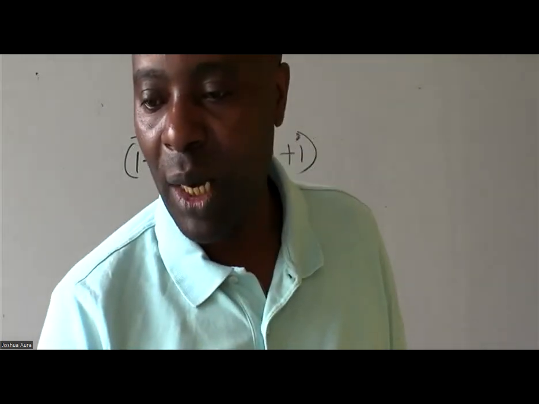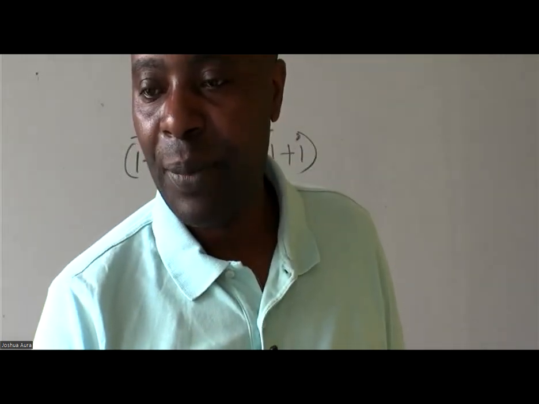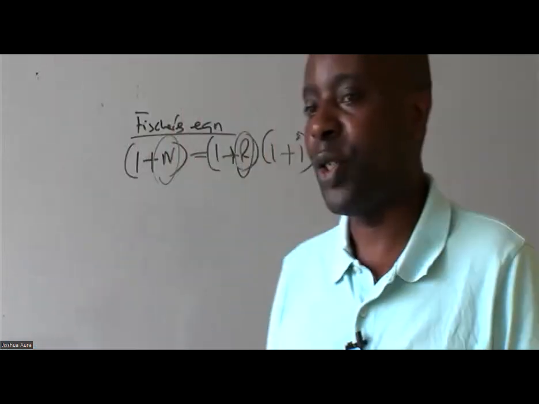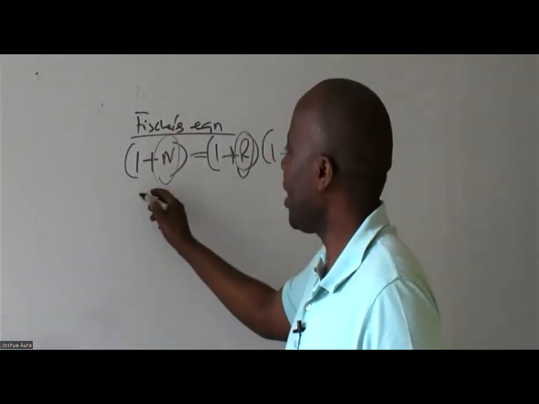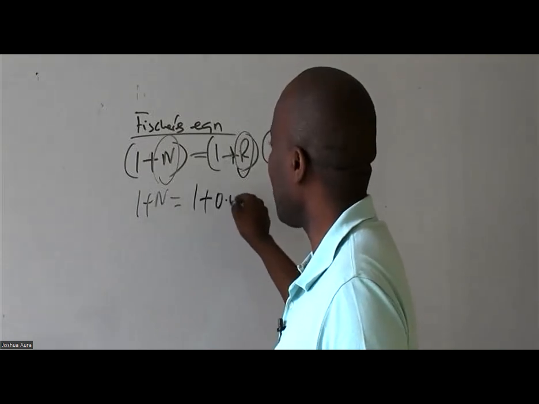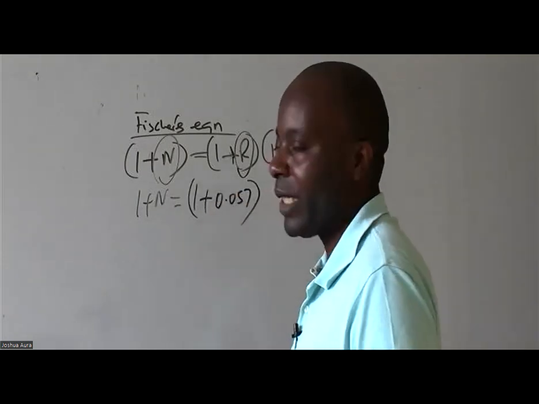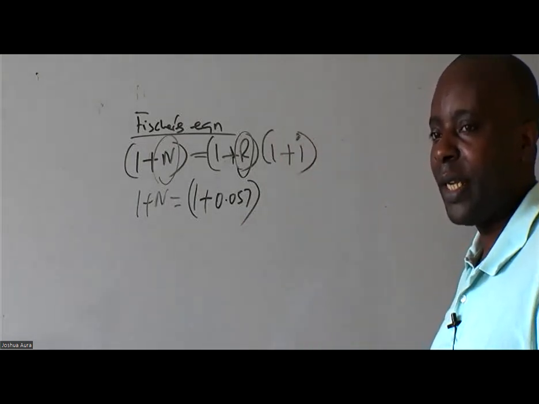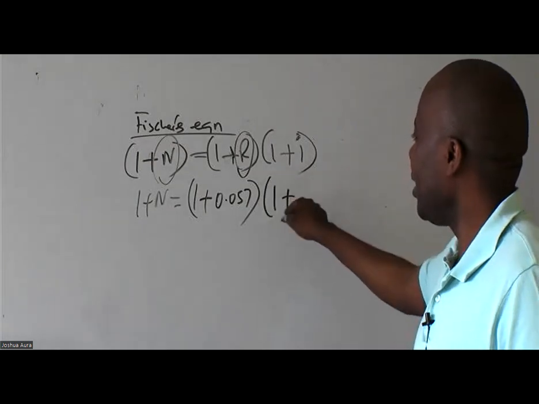Because I've always seen students who will come and tell you that, Mwalimu, we have got 3 I's here, like we have this inflation here, price inflation. No. We have our general inflation expected to be 5%. General has to be given always. For Fishers, you must be given general inflation. So then this 1 plus N here will be equal to 1 plus a real, umesema ni 0.057, 5.7%, isn't it? 5.7% into 1 plus inflation.